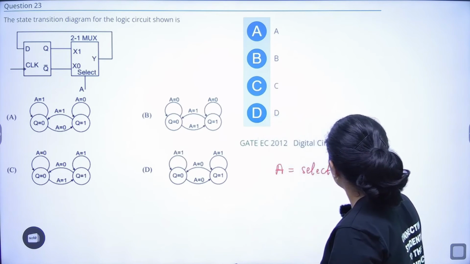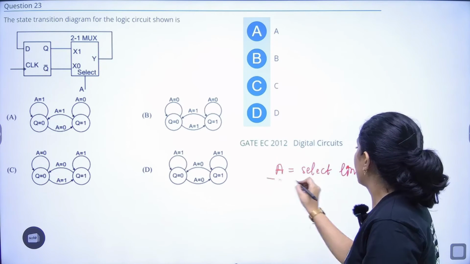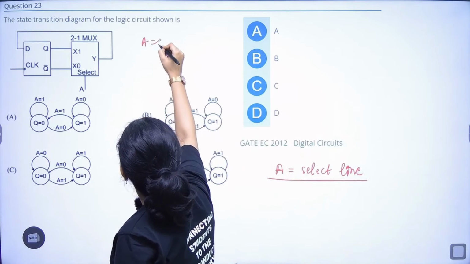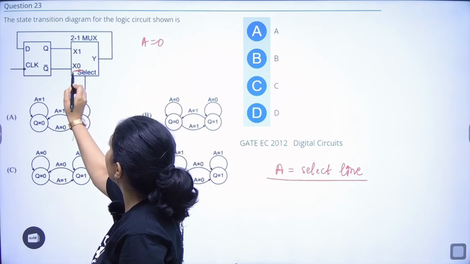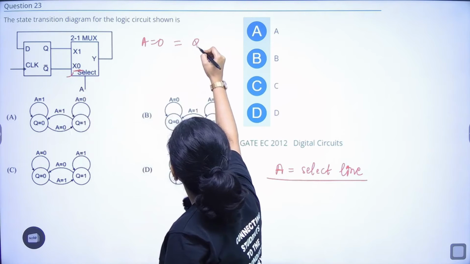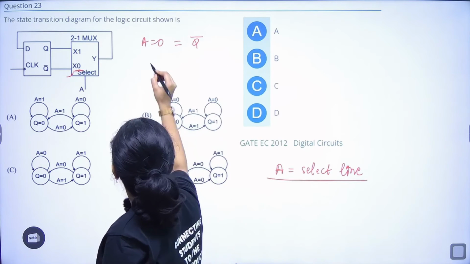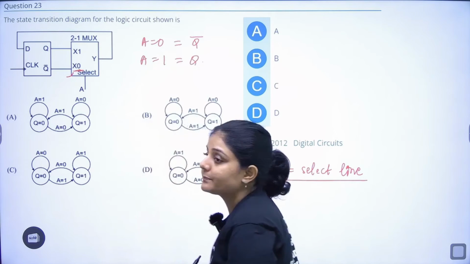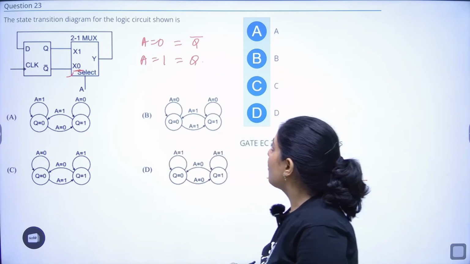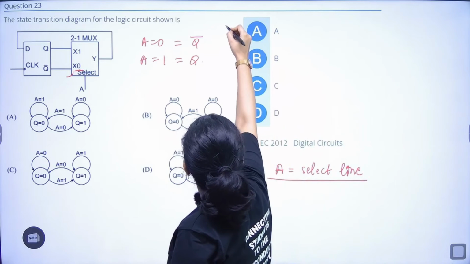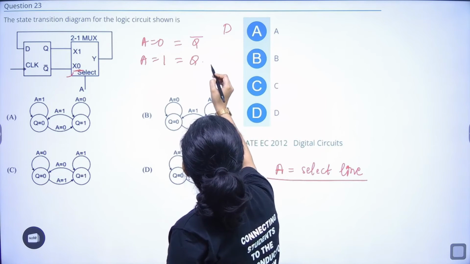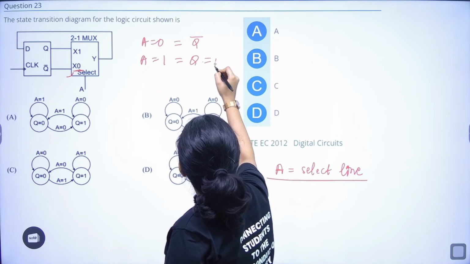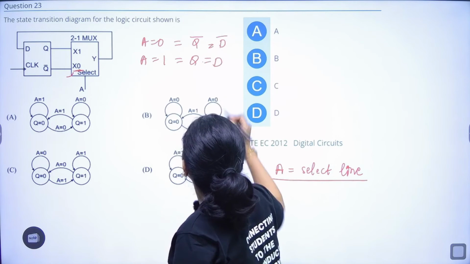Now what's happening here? If A value is equal to 0, it is selecting what? Q bar, right? And if A value is equal to 1, it is selecting what? Q, right? And what do Q and Q bar depend on? They depend on the D value. So whatever the value of D is, and D bar.